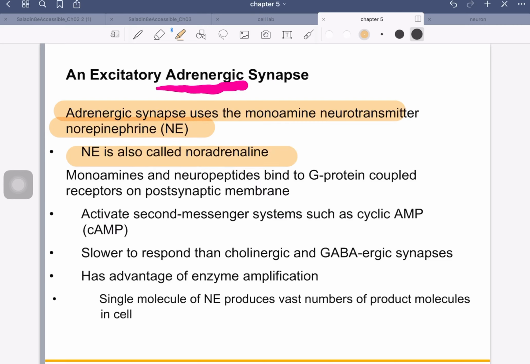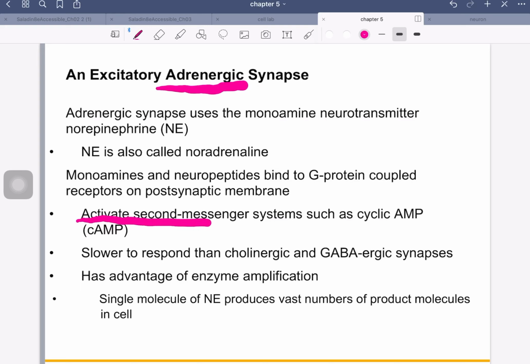And in this case, the monoamines and the neuropeptides can actually bind to a G protein that's coupled to receptors on the postsynaptic membrane. And we end up with an activation of the second messenger system. Now, hopefully you remember the second messenger system. When I activate it, I produce cyclic AMP. As you remember, there's a number of steps in the second messenger system.